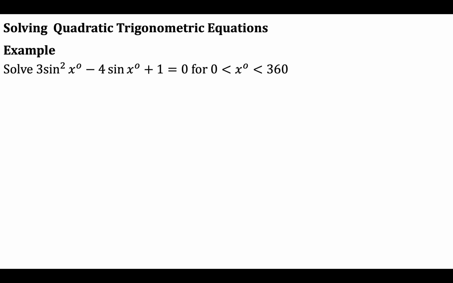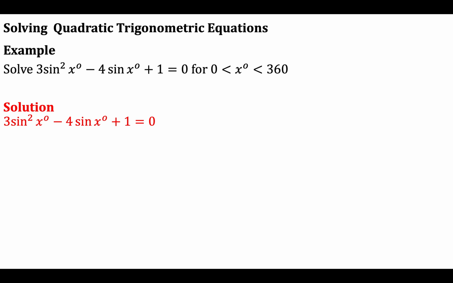So solve 3 sin squared x minus 4 sin x plus 1 equals 0. And we can see that this is a quadratic equation because we've got this square term here. Now, I should have said we're solving between 0 and 360, so we are working in degrees. So, like I said, we've got this quadratic equation.